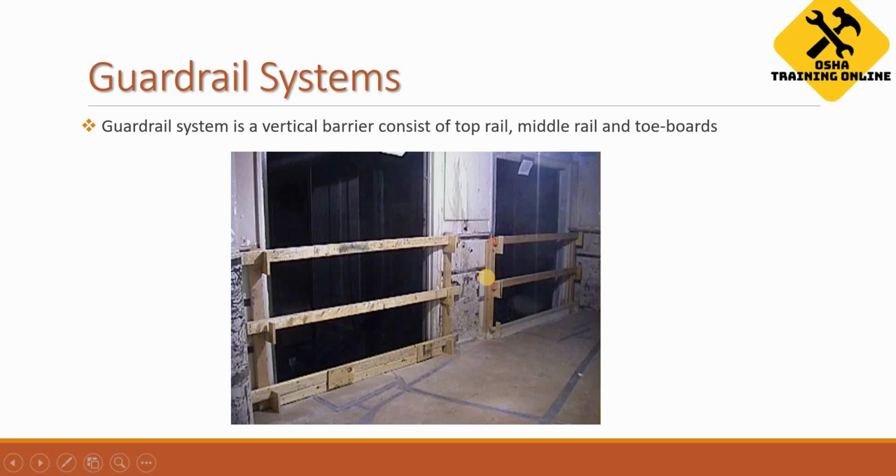Why do we do so? We do so because this area is at height and a worker may fall down from this building. It is under construction, so that's why we need to barricade it with a guardrail system so that the worker does not fall from the building.